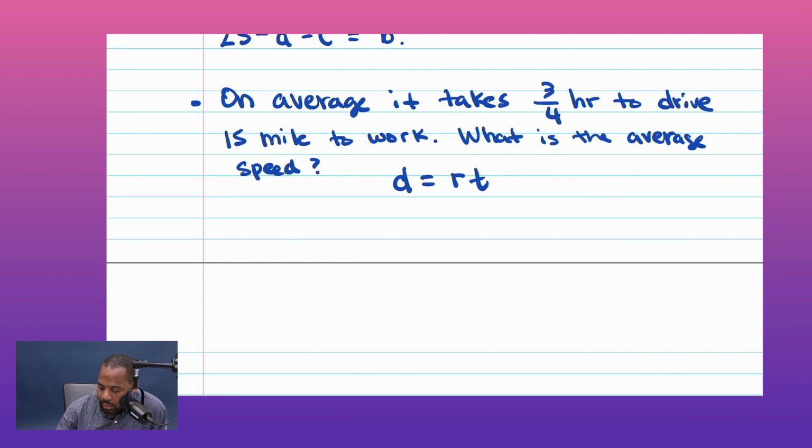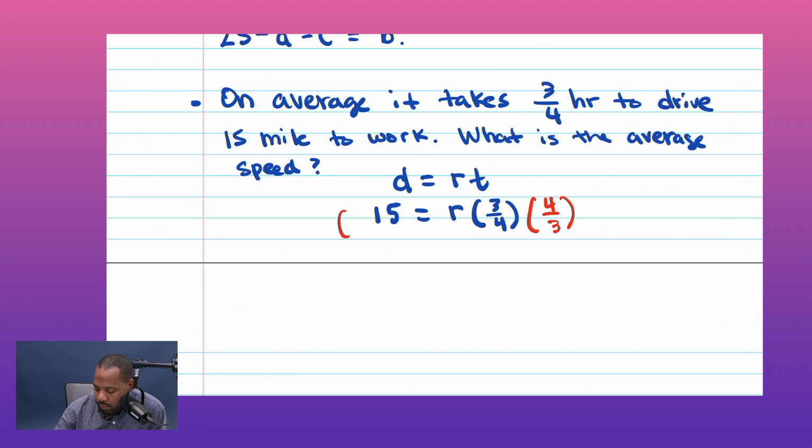So my distance is 15 miles. We're driving 15 miles. I don't know my R, but I know my time is 3/4 of an hour. And so basically, I need to multiply by the reciprocal of 3/4 to find my rate. And so I'm going to multiply both sides by 4/3.